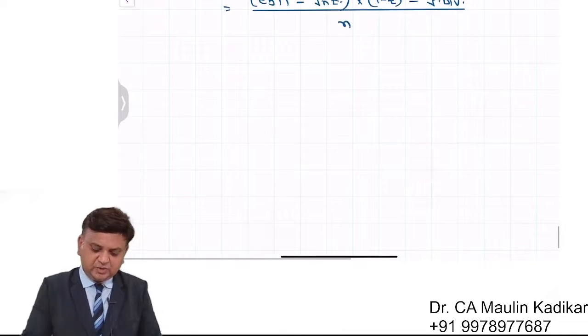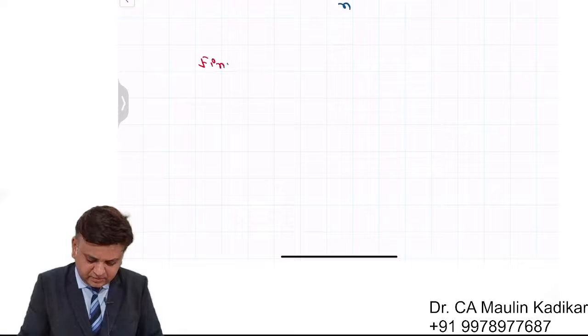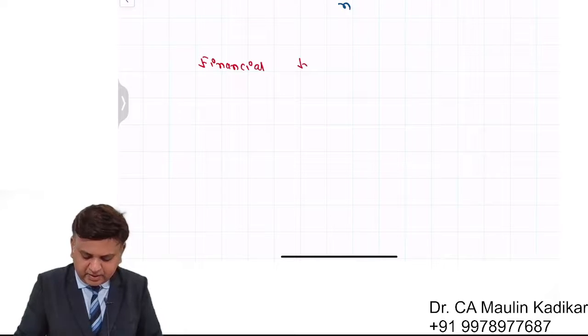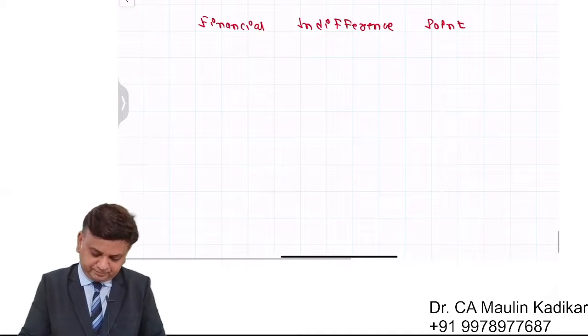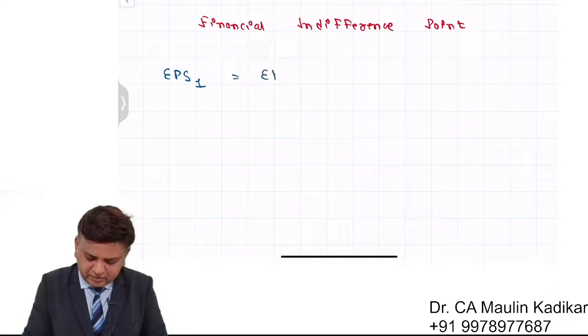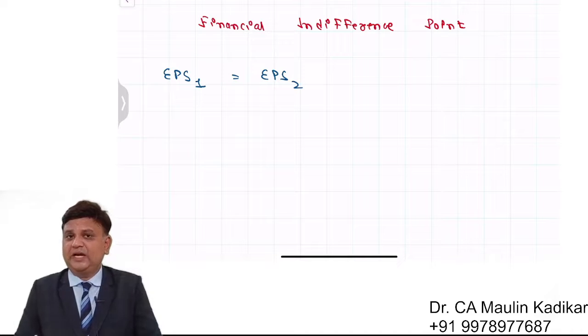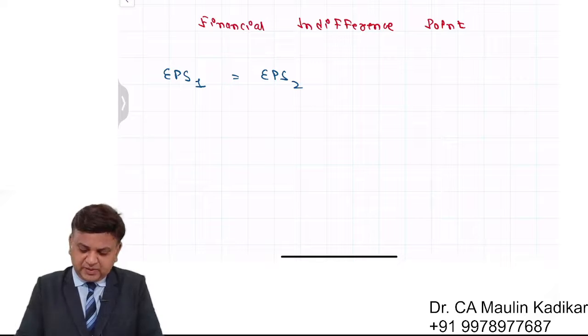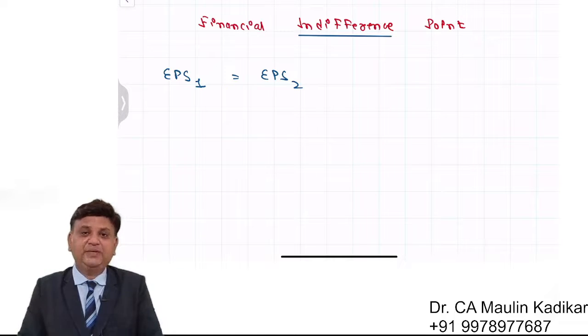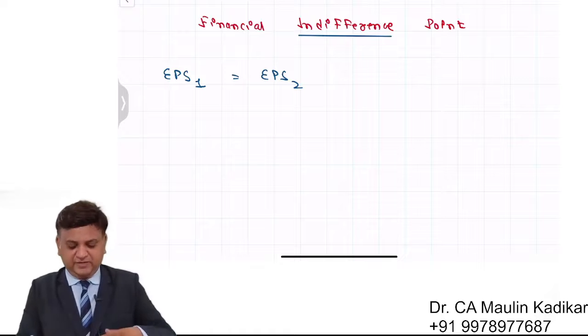The question says you're required to compute the financial indifference point. So I request all of you to write down the answer along with me. Financial indifference point. In that write down: EPS of the first financial plan is equal to EPS of the second financial plan. I hope that everybody is clear with the first equation that I have kept. I have explained that the financial indifference point indicates the level of the EBIT at which EPS is same. So the first unlevered financial plan EPS is equal to EPS of the second financial plan.